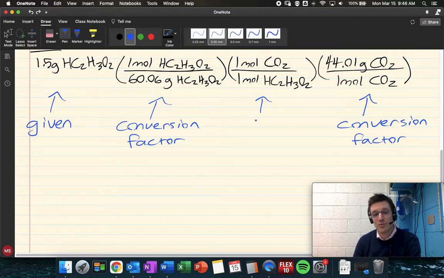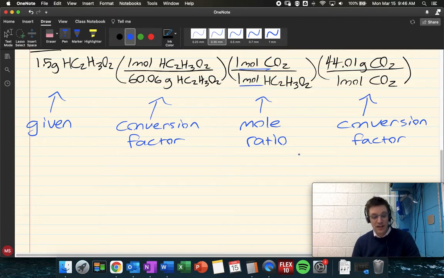That middle term is where that switch happens. And the vocab word for that is mole ratio. It's called a mole ratio because a ratio is just a fraction, and that's what we have here. We have moles over moles in a fraction. It's a mole fraction, a mole ratio. So that's the vocab.